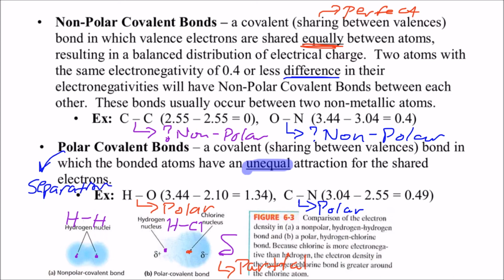Okay, so the hydrogen doesn't have very many electrons around it. That's what makes it partially positive. Remember, electrons are negative, so if you don't have a bunch of electrons around you, you're going to be more positive. Chlorine has the electrons around it for most of the time, so that's why it's partially negative. The more electrons you have around you, the more negative you are.